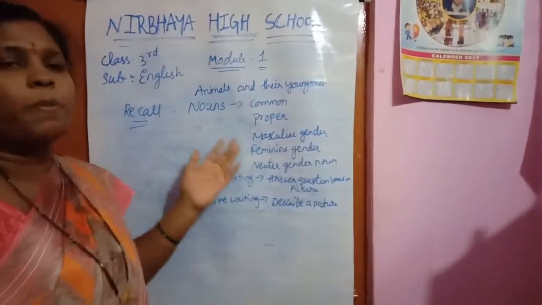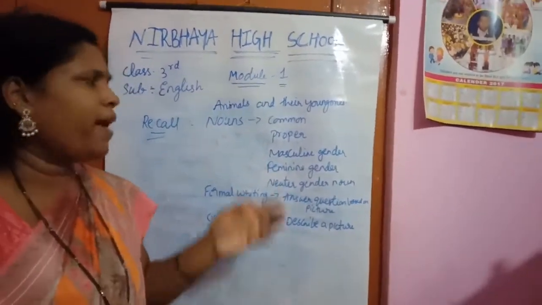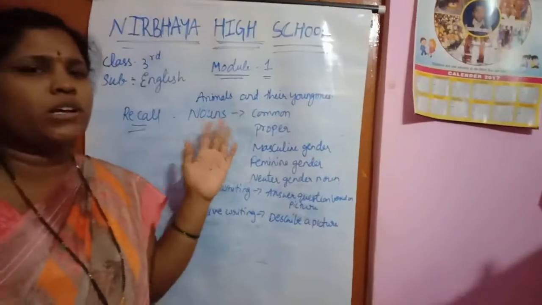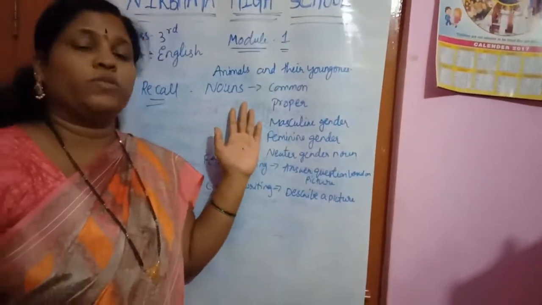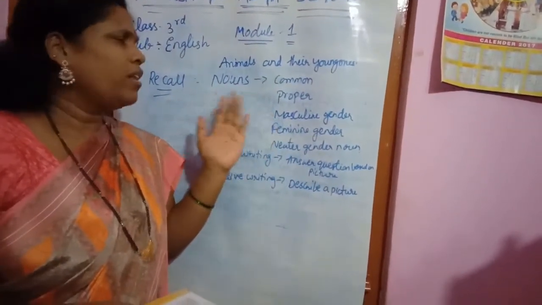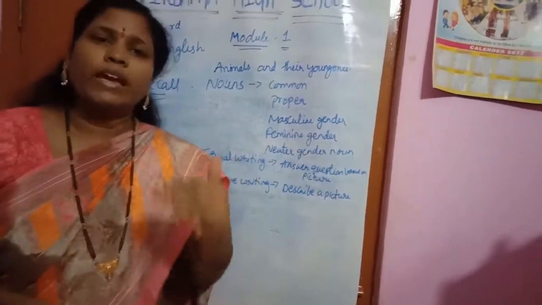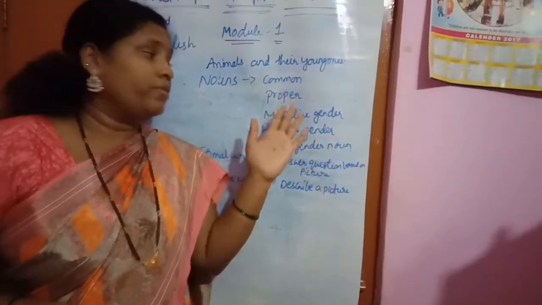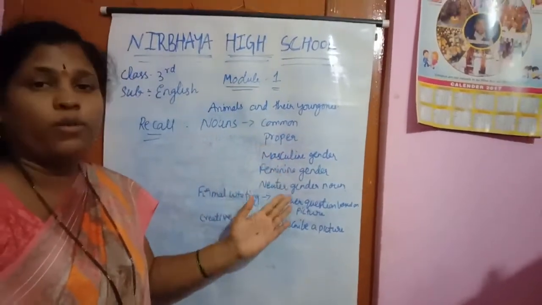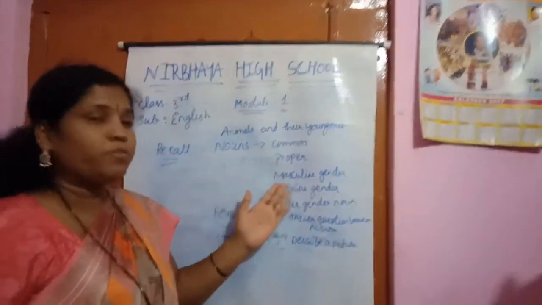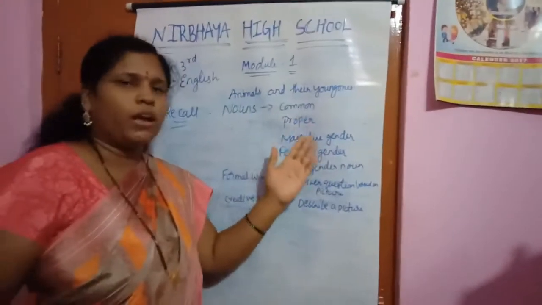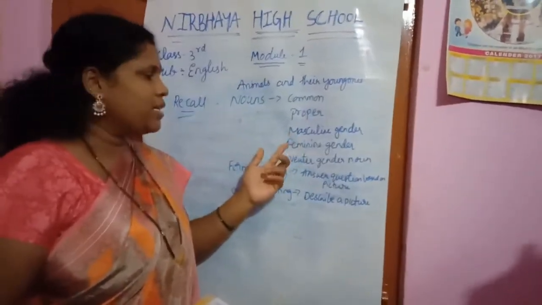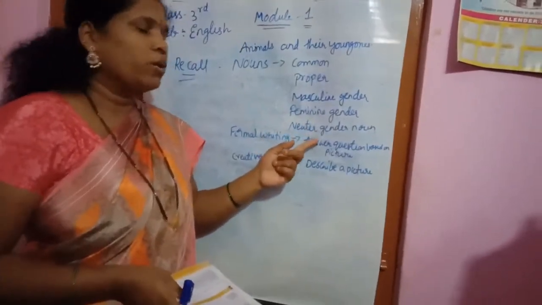Coming to the next part, grammar. In grammar, we have learned about nouns. What are nouns? Nouns are naming words. Here in nouns, we have learned five types of nouns: common noun, proper noun, masculine gender noun, feminine gender noun, neuter gender noun.